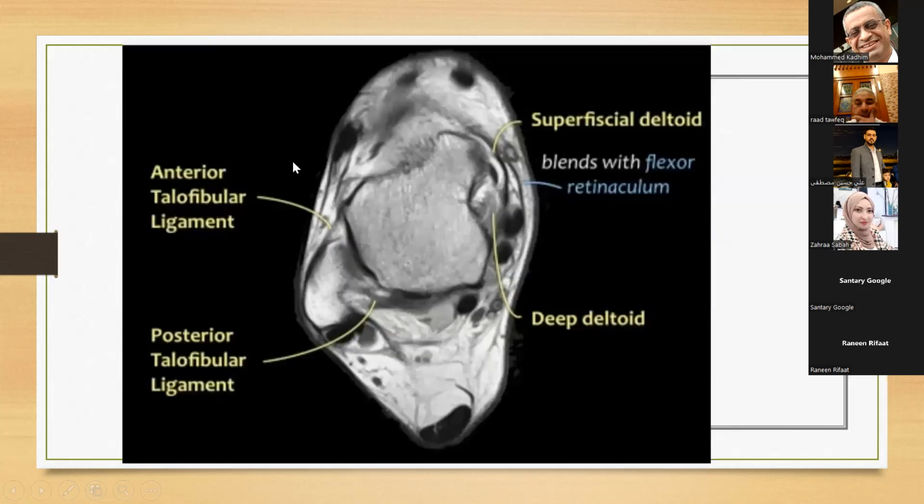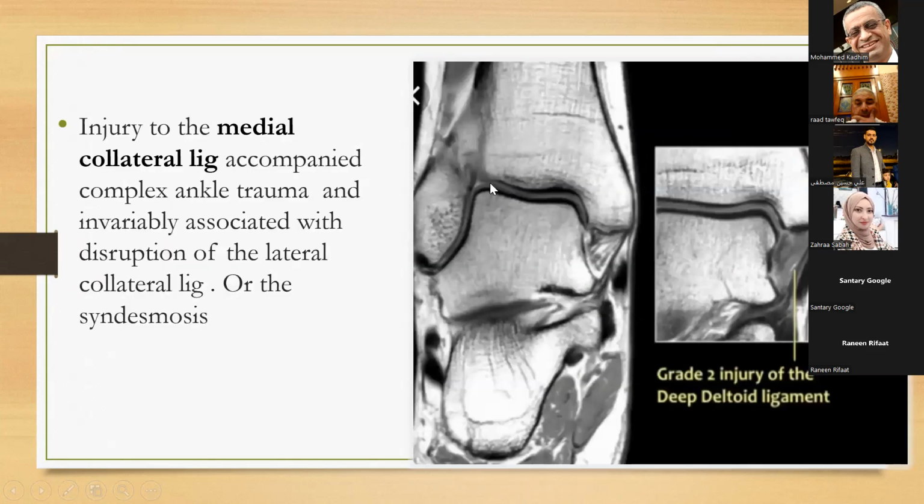This is an axial MRI showing us the anterior talofibular ligament, the posterior talofibular ligament, and this is the deep deltoid ligament and superficial deltoid ligament. Injury to the medial collateral ligament is accompanied by complex ankle trauma and invariably associated with disruption of the lateral collateral ligament or the syndesmosis.